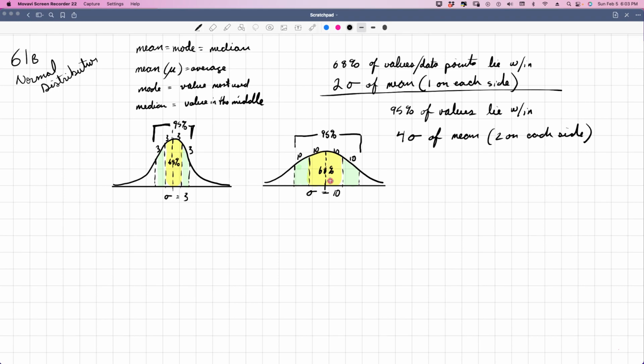So that would be an additional 27%. So 13.5%. Is that 13? Yeah, 13.5% more here and 13.5% more here, right? So you have 13.5, 34, 34, 13.5%. That's the way it kind of rolls.